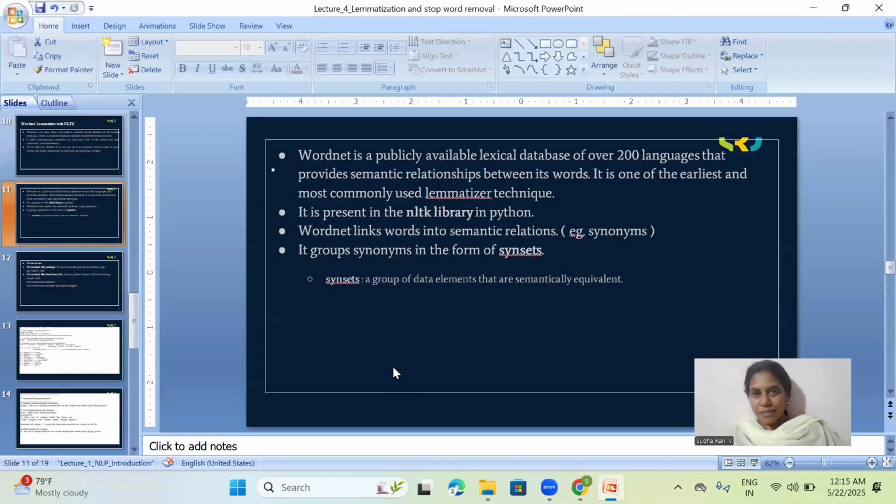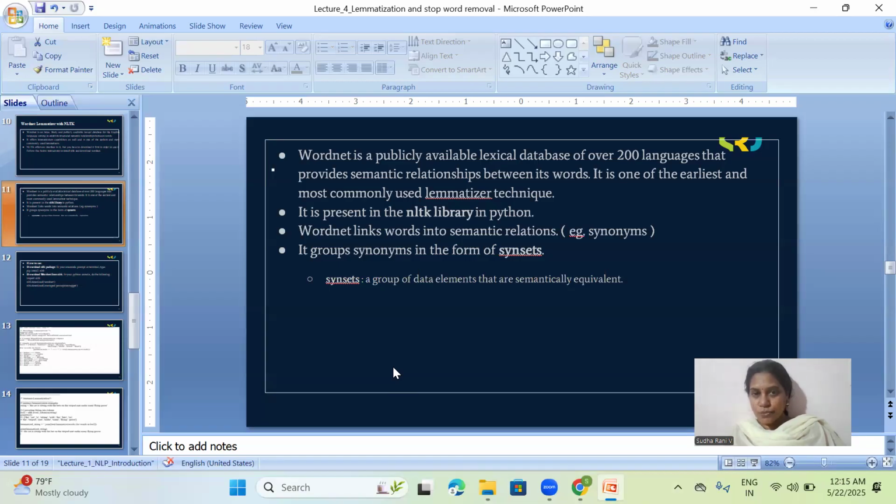WordNet is a publicly available lexical database for over 200 languages that provides semantic relationships between its words. It is one of the earliest and most commonly used lemmatizer techniques. It is present by default in the NLTK library in Python, so we have the lemmatizers.